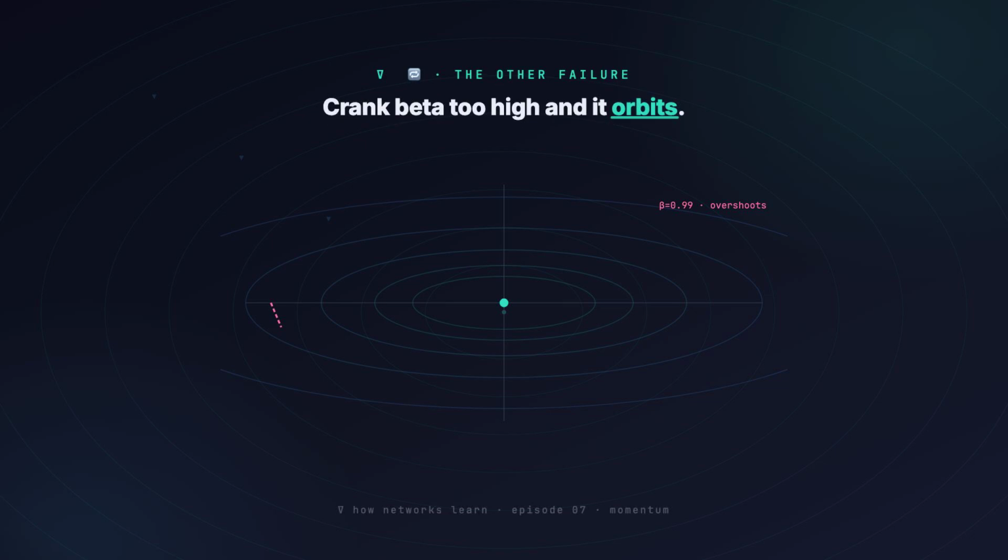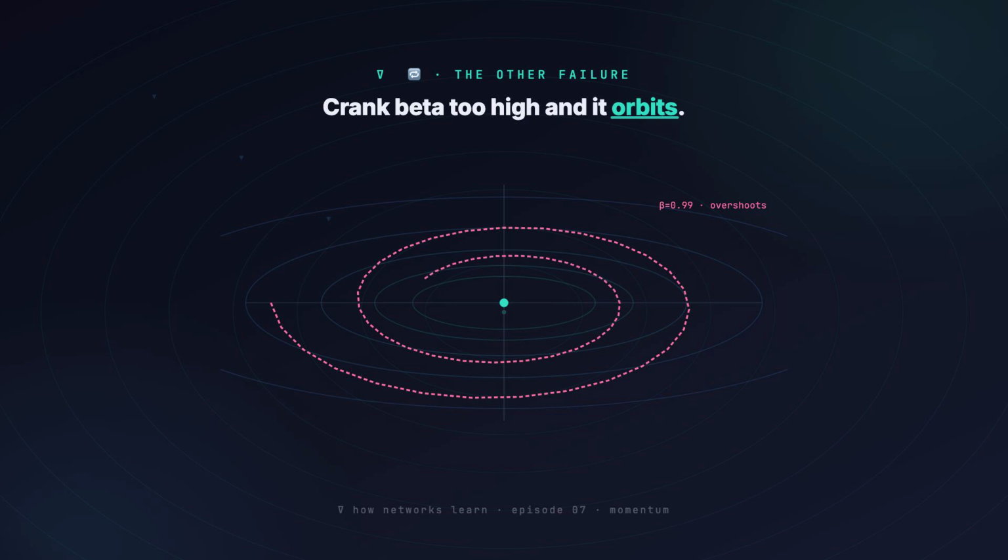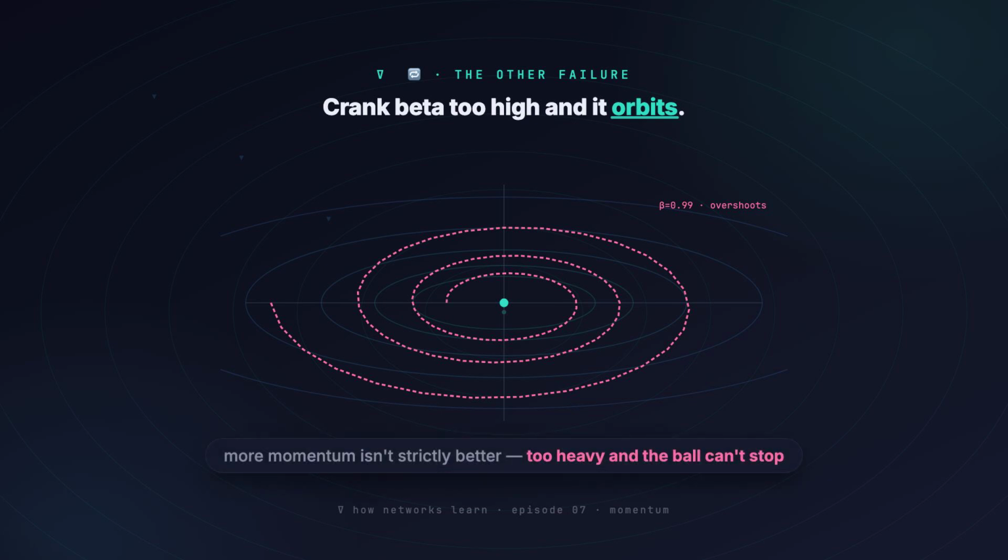One honest caveat before the code: beta has a failure mode too. Crank it too high, 0.99 and up, and the ball gets so heavy it overshoots the minimum and orbits it before settling, like a marble circling a bowl. More momentum is not strictly better. 0.9 is the workhorse default because it accelerates the consistent direction without turning your optimizer into a pinball. Keep that in your pocket. We'll feel it again when we tune adaptive methods.